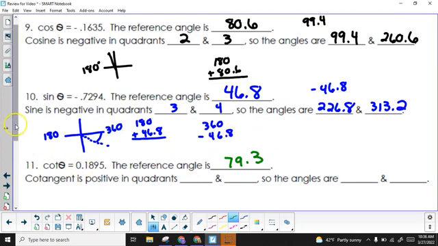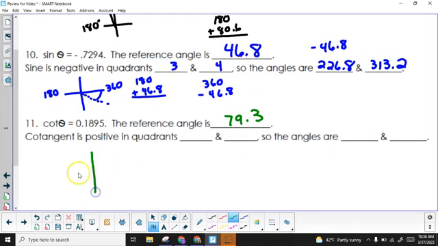Now, where is cotangent positive? Since tangent and cotangent are reciprocal functions, they are both positive where the x and the y values have the same sign, positive or negative, which is going to be quadrant 1 and quadrant 3. Because in quadrant 1, x and y are both positive, so when we do x divided by y, it will be positive. And in quadrant 3, x and y are both negative, so when we do cotangent, x divided by y, then we would get positive. So this is quadrants 1 and 3.